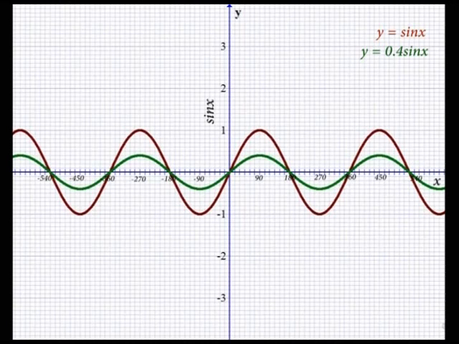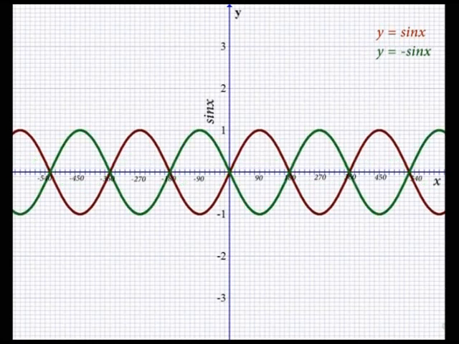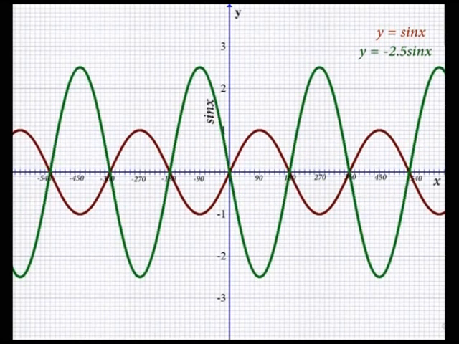If we multiply by a negative number, the result will be like a reflection on the x-axis. So y is equal to negative sine x. The graph is exactly the same size as the base function, but it has been kind of inverted or reflected on the x-axis. So multiplying by a negative constant produces a reflection on the x-axis. If we multiply by a negative number but greater than 1, we will see both changes.